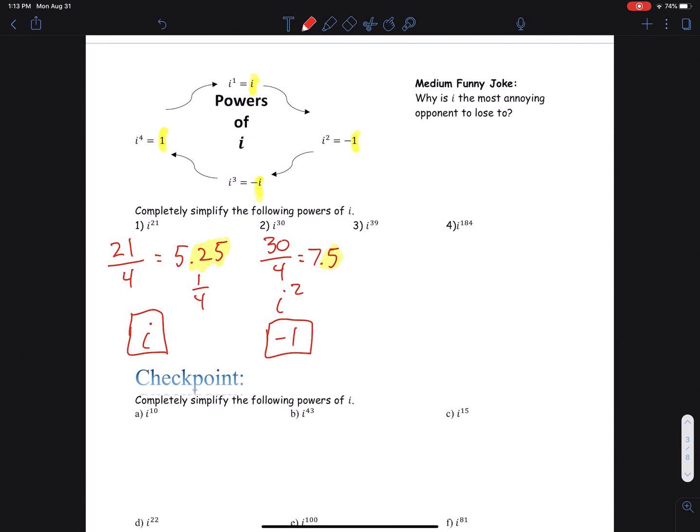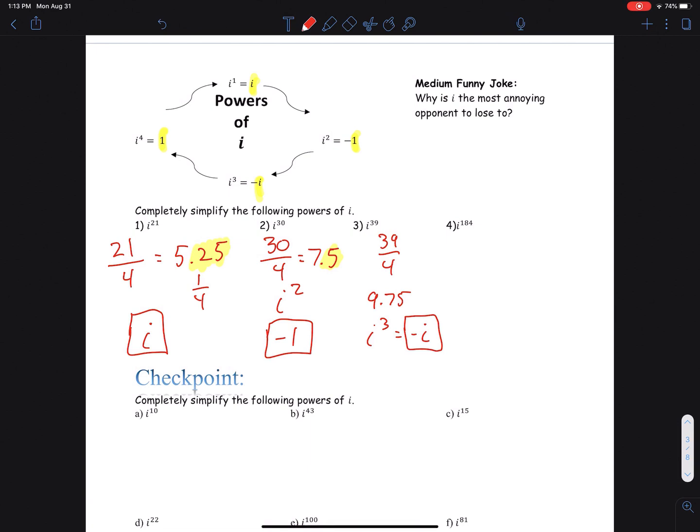And then i to the 39th, take 39, the exponent, divide it by 4. You get 9.75. What's the remainder, or how many quarters do we have? Well, it's i to the 3rd, which is -i.